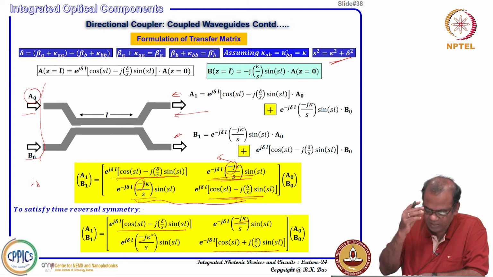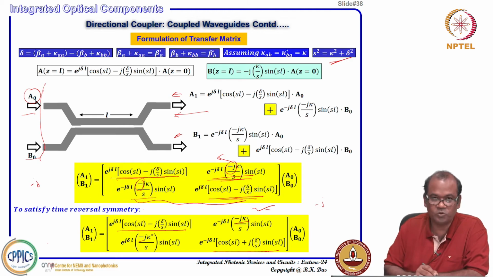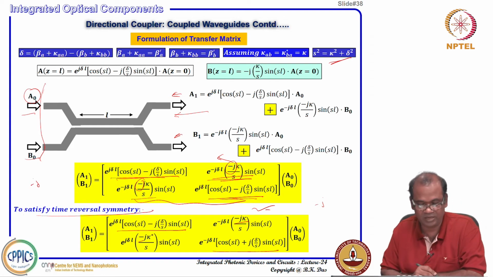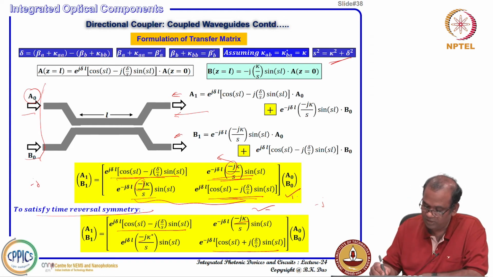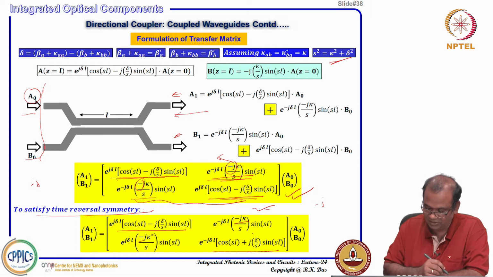Okay. If this is the situation, other than this minus j, if you take the complex conjugate and then the transpose, that will actually be the inverse. So you will get the same, other than the minus j, which you just multiply diagonally. Then if you take the complex conjugate of this one and transpose, that will actually be the inverse. So I will get A naught B naught in terms of A1 B1. That is the reason, to satisfy time reversal symmetry, we use this matrix in this form.